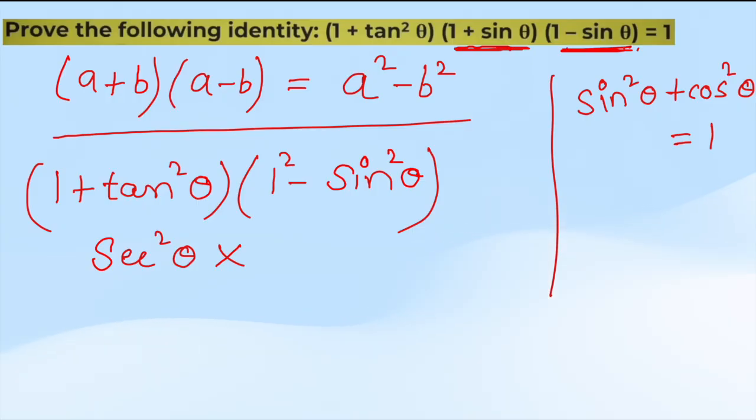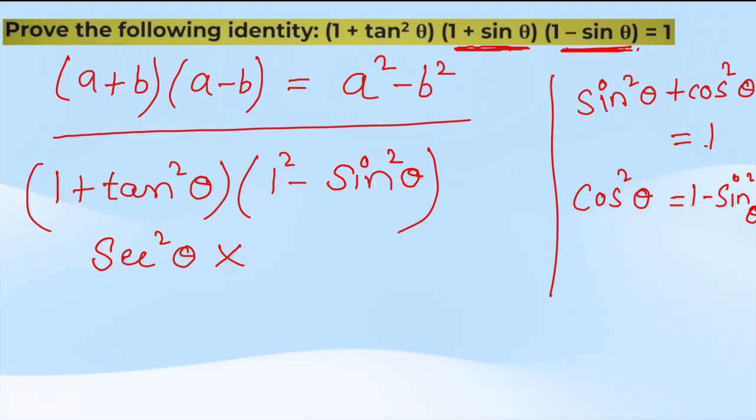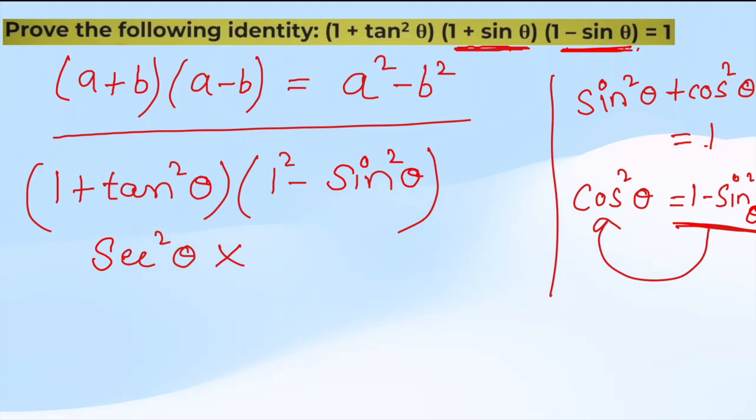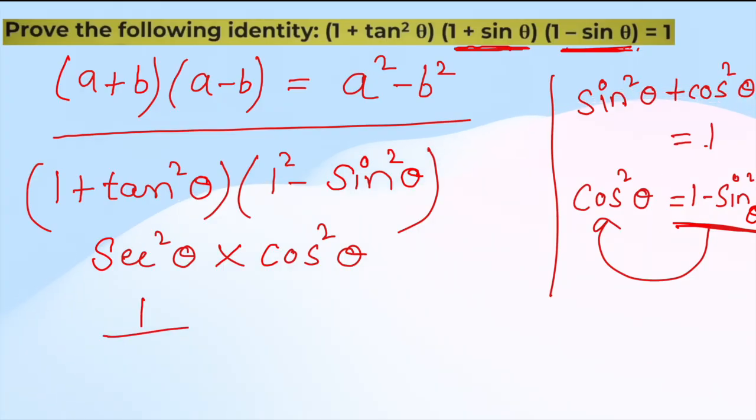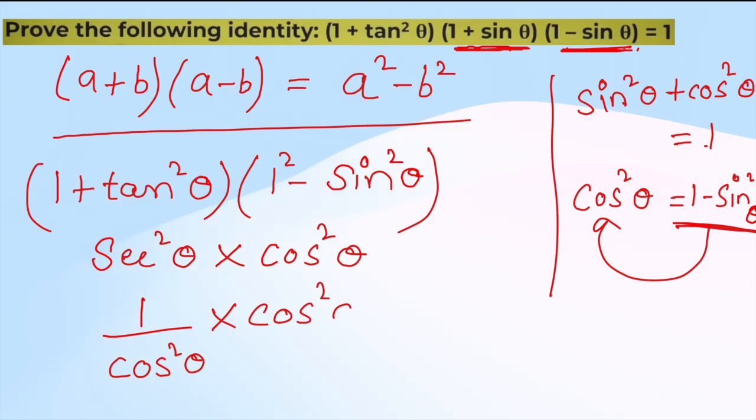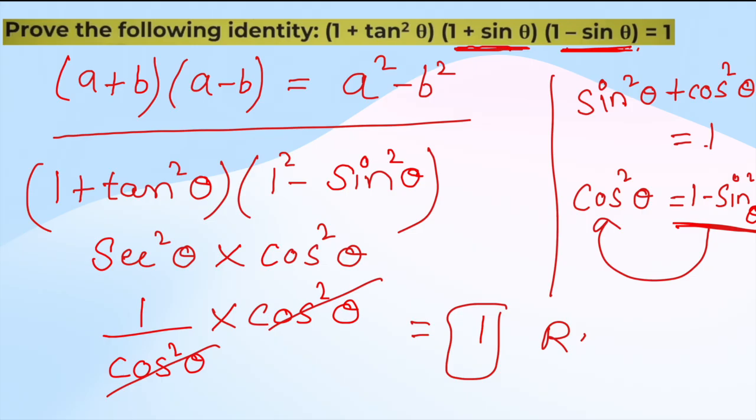So 1 minus sine square theta is, if I shift this sine to the other side, it will become 1 minus sine square theta. It means that in place of 1 minus sine square theta, I can write cos square theta. So let's put the value cos square theta. Sec square theta is just the opposite of cos, so I can write it as 1 by cos square theta into cos square theta. Both will cancel out and we will get 1, which is your RHS.